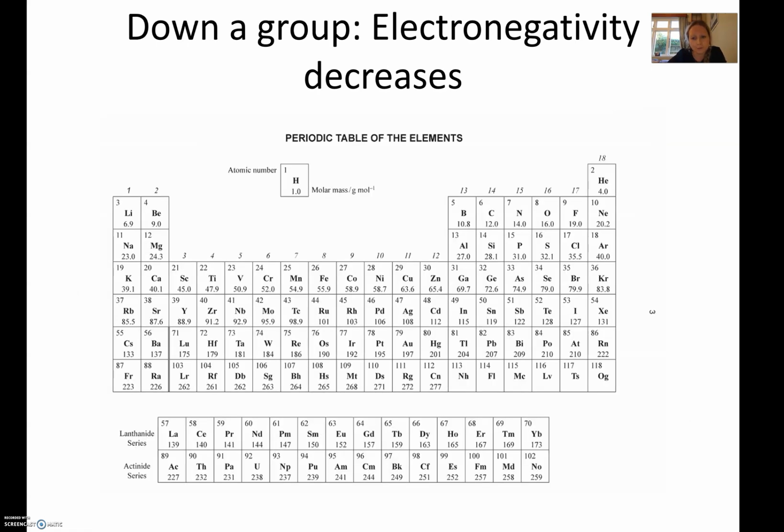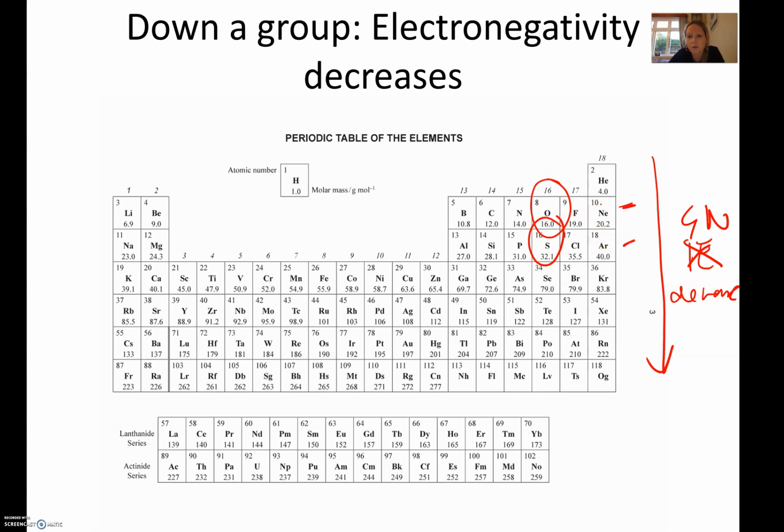So down a group, electronegativity decreases, for the same reason that atomic radius increases and ionization energy decreases. Let's pick two to discuss, oxygen and sulfur. Why would electronegativity decrease? Well, both oxygen and sulfur are in group 16. Oxygen's got 2 energy levels, sulfur's got 3.